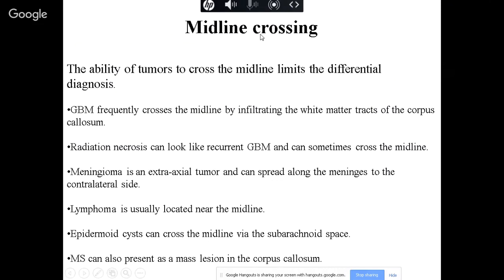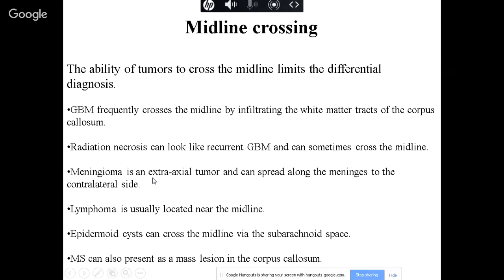Okay, after that, you will see whether or not the tumor crossed the middle line. So you look at the imaging study and see whether or not it crossed the middle line. Because if it crossed the middle line, only a couple of tumors are more common: GBM, lymphoma, MS, radiation necrosis. Am I right? Lymphoma and epidermal cyst sometimes do this.